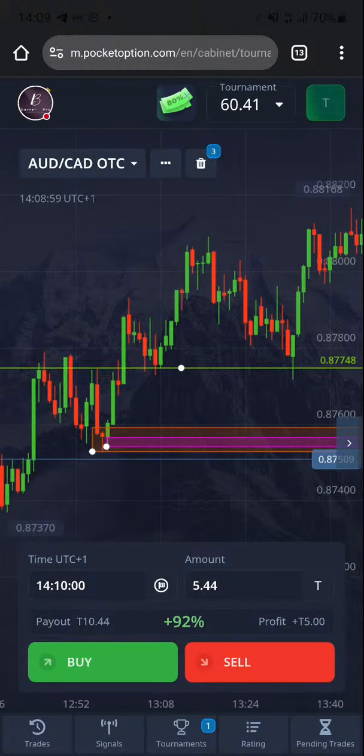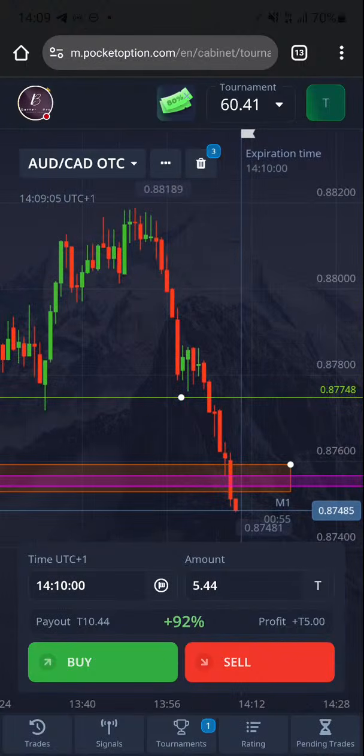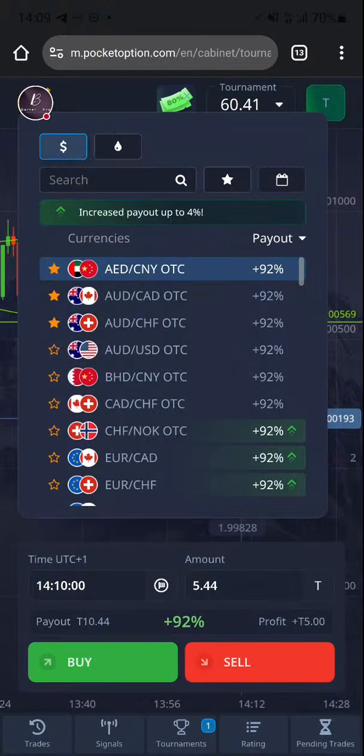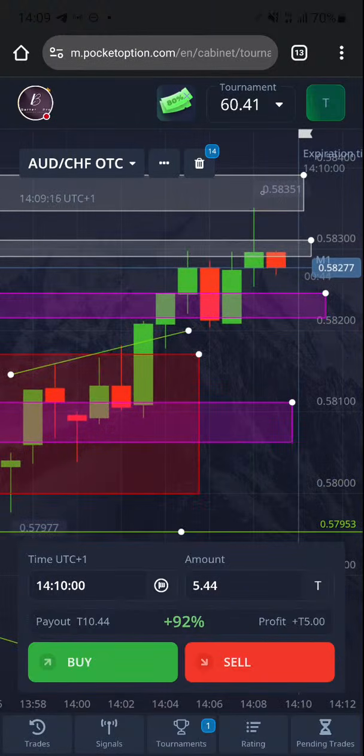You understand? A lot of ICT guys use it a lot, anytime they are trading fair value gaps or order blocks. Okay, we're waiting for this trade too. That's good. Let's check this one. You can see that our entry worked. I wish we were in the market. I would have taken this trade.